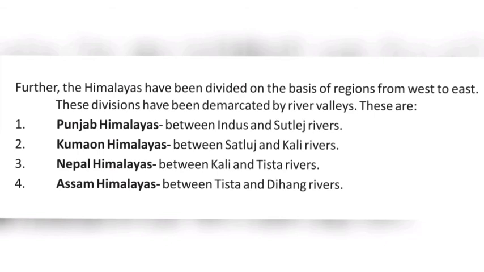The part of Himalayas lying between Satluj and Kali rivers is known as Kumaon Himalayas. The Kali and Tista rivers demarcate the Nepal Himalayas, and the part lying between Tista and Dihang rivers is known as Assam Himalayas. There are regional names also in these broad categories. The Brahmaputra marks the easternmost boundary of the Himalayas.